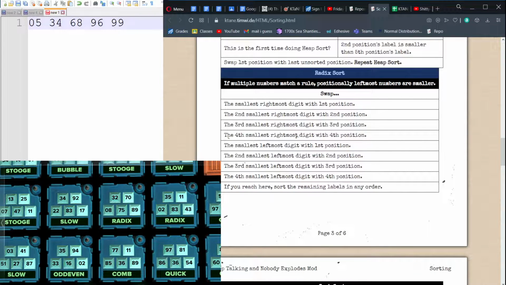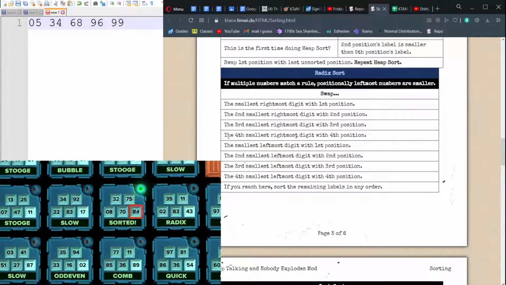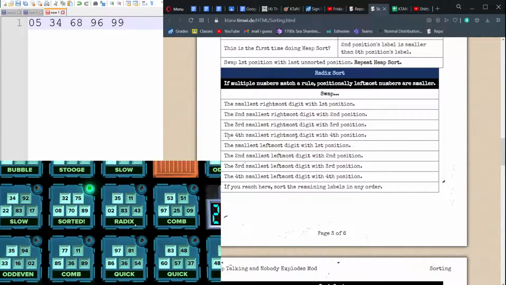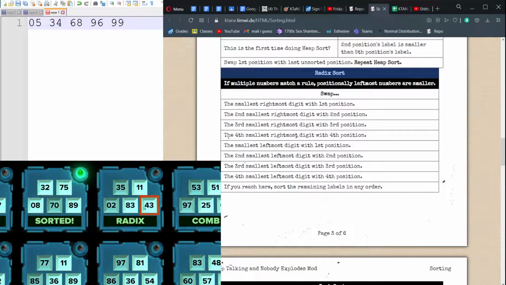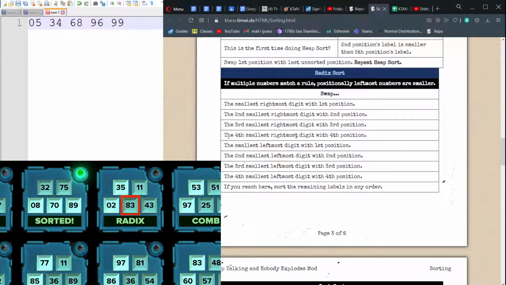We can do any moves to put them in the right spot, because these are in the same order, or rather they have the same left digit. That's just an edge case. That's 1 to 2 edge cases. The other edge case is this right here, if you have 2 of the same number. As it states up here, if multiple numbers match a rule, positionally leftmost numbers are smaller. So let's swap these real quick. So this is the smallest right digit, and this is the second smallest right digit.